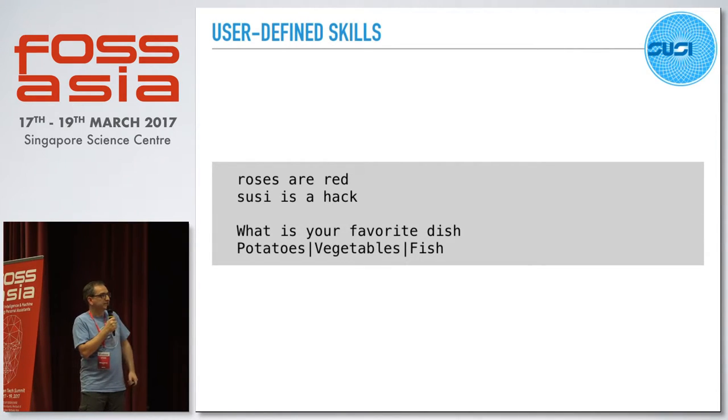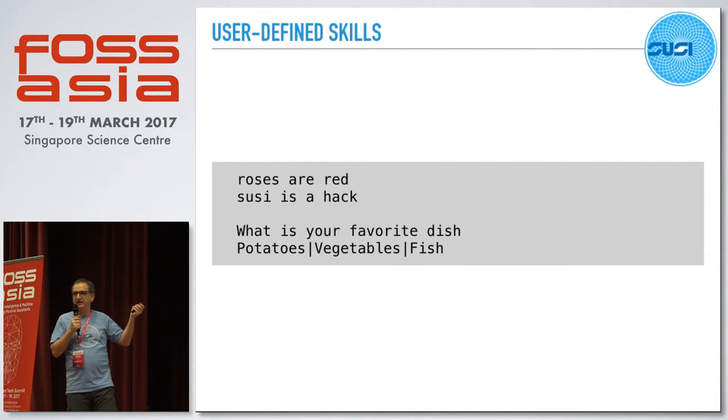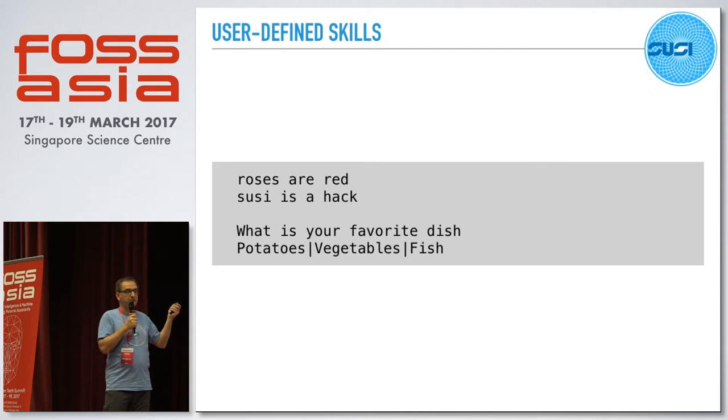And skills are actually really simple like this. They are only text lines. There's no JSON, no XML, no other setup. You just write these lines.